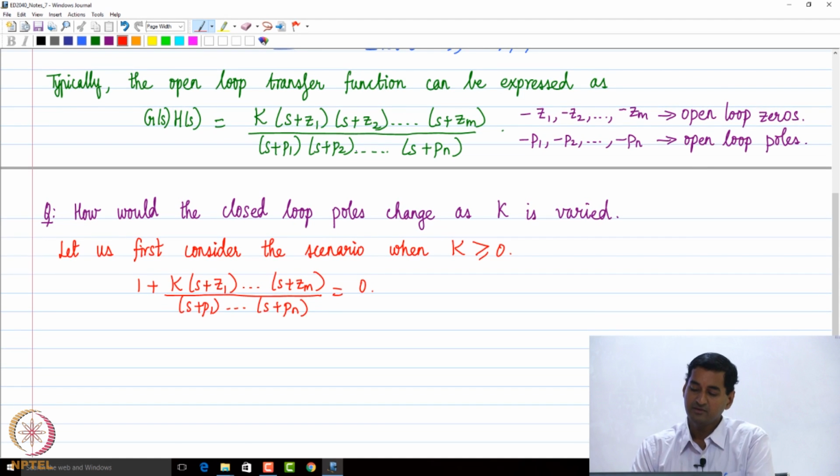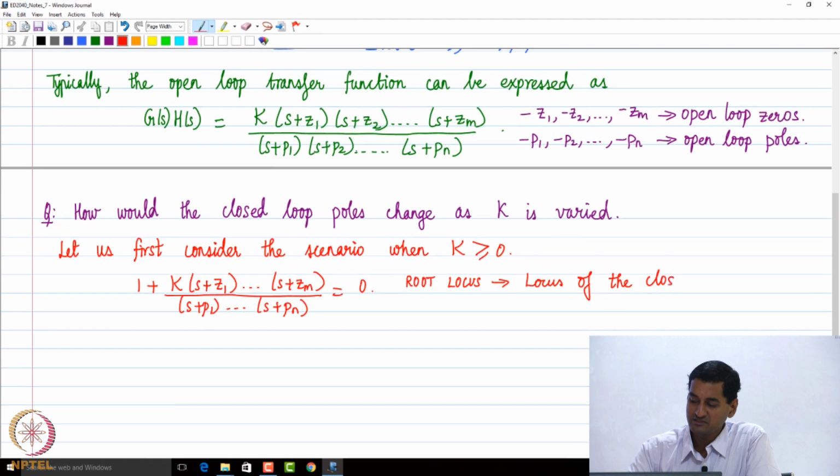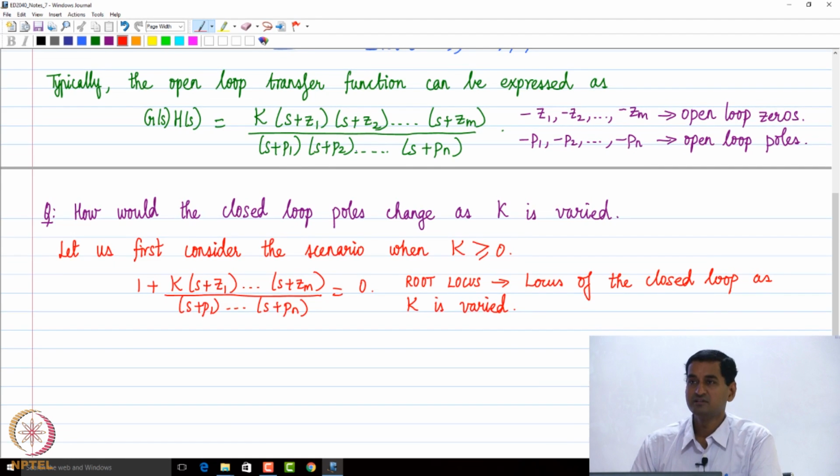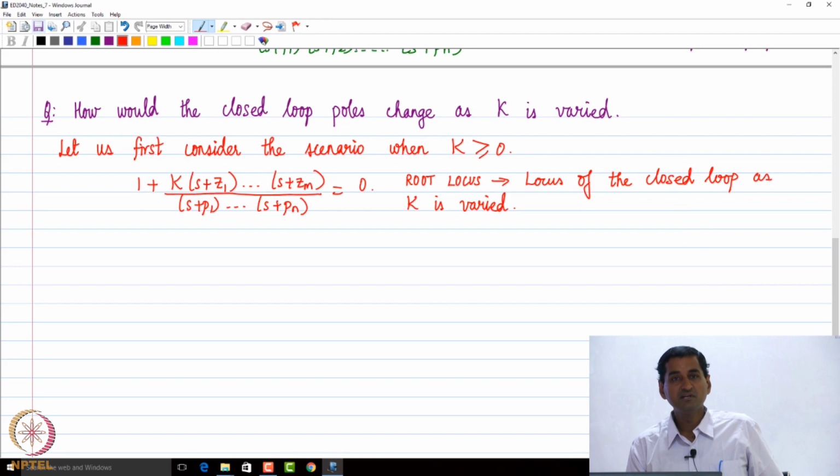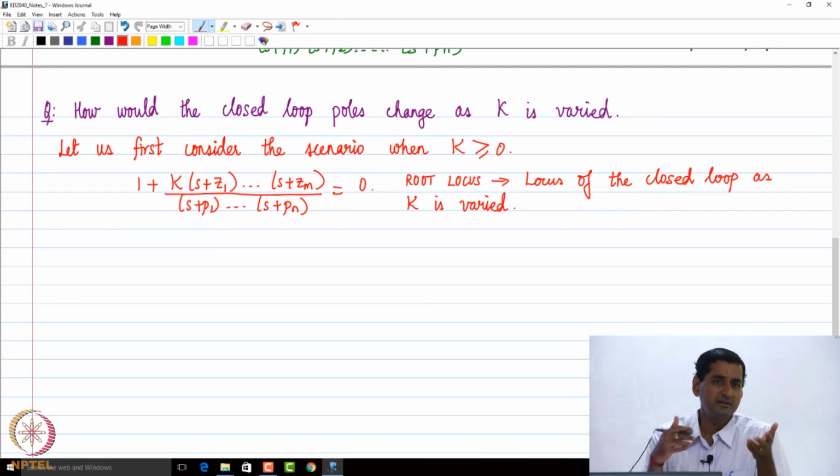Now, the root locus plot essentially gives us the locus of the closed loop poles as k is varied. That is essentially the purpose of the root locus plot. We are going to learn how to construct the root locus. Of course, in this exercise, I have already provided you with a handout.